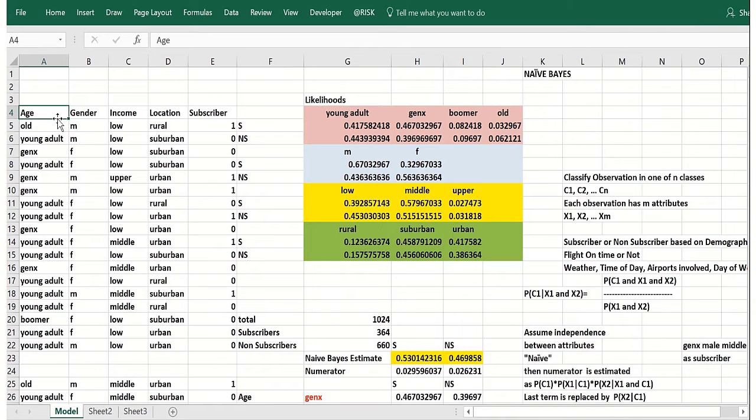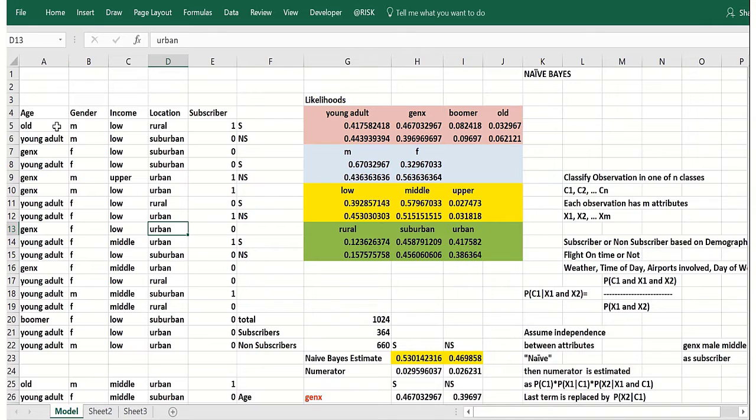And basically we have their age, 4 categories: young adult, Generation X, baby boomer, or just old. And we have their gender. I'll assume everybody's male or female. It might get me in trouble, but I'm sorry. We have the income, lower, upper, or middle. And we have where they live, rural, urban, or suburban area.